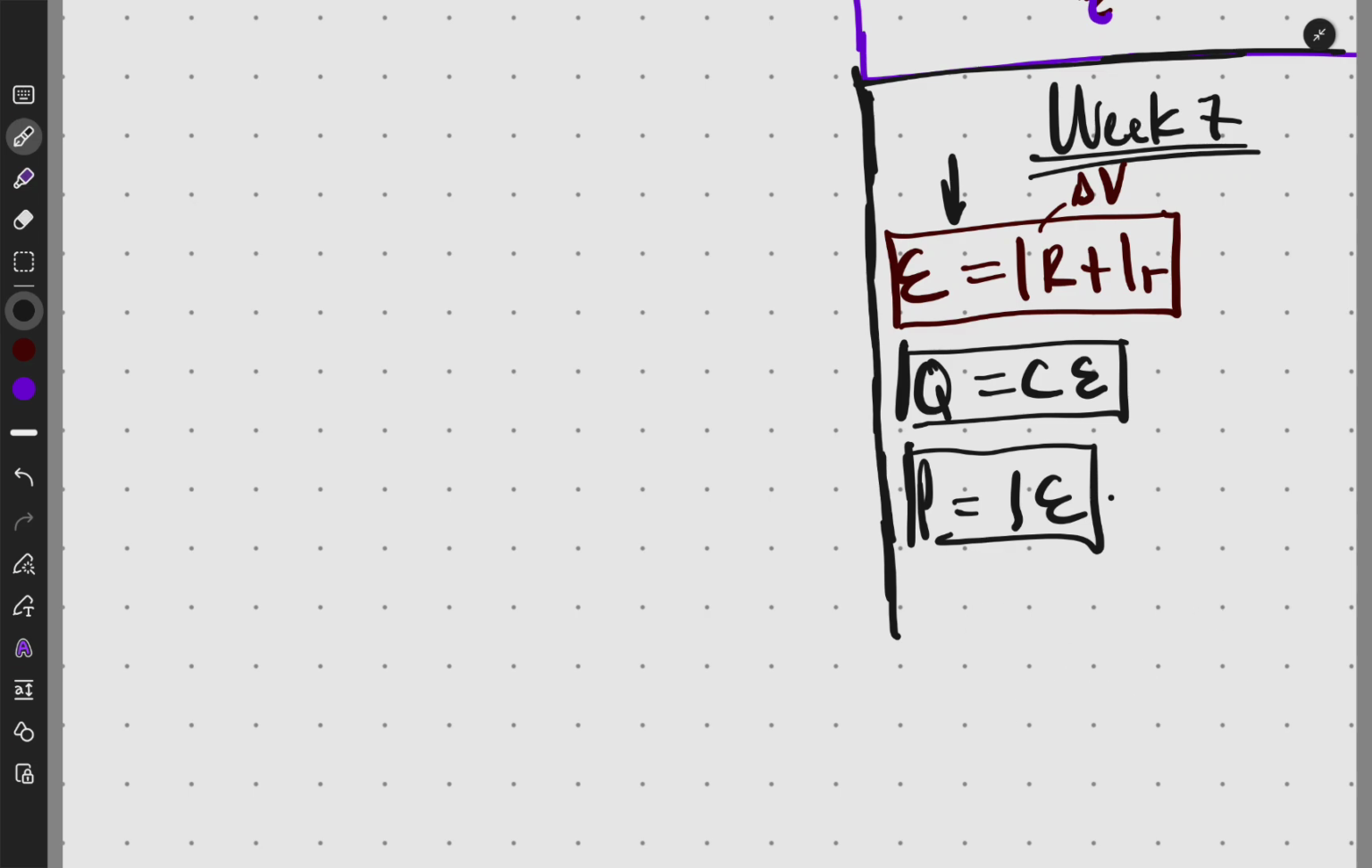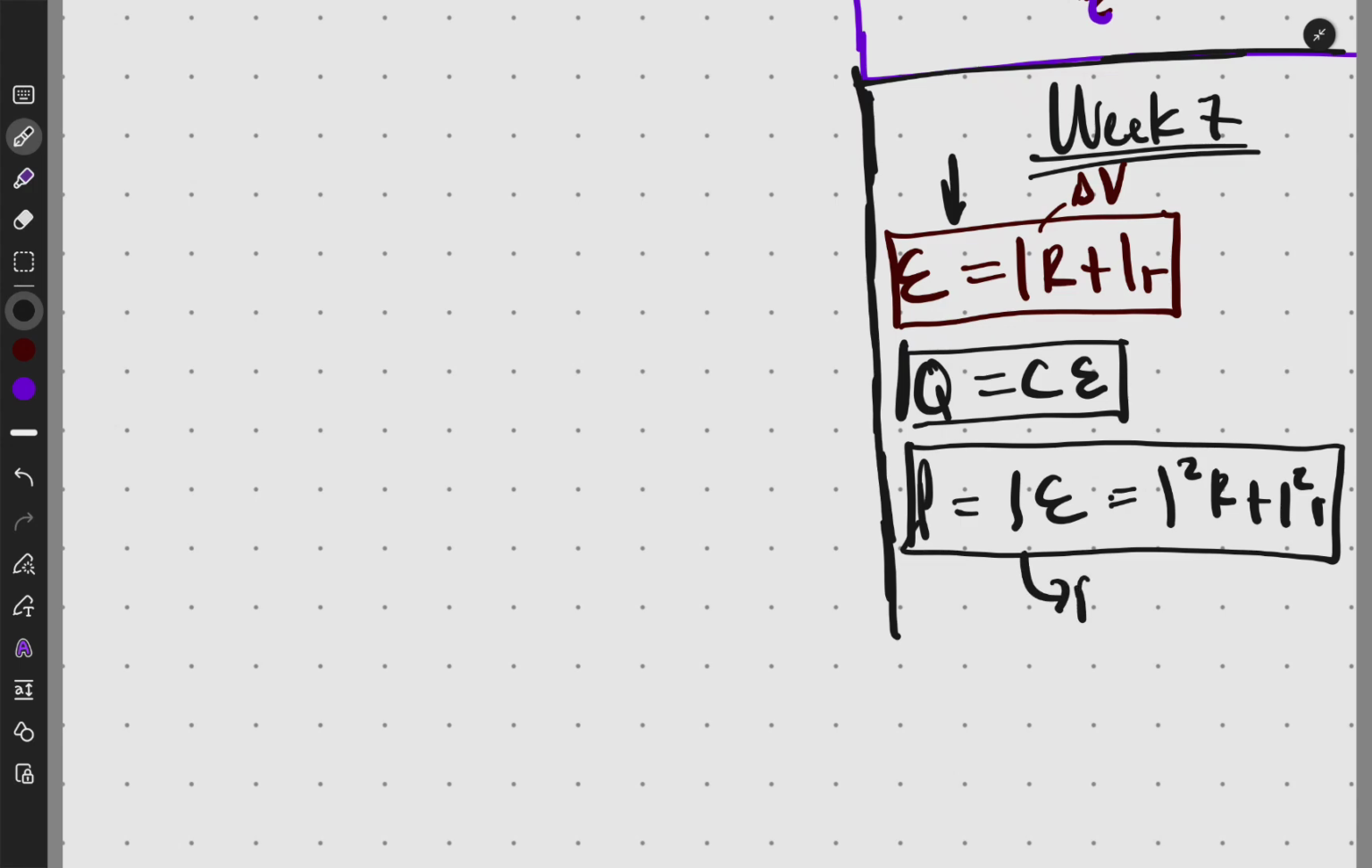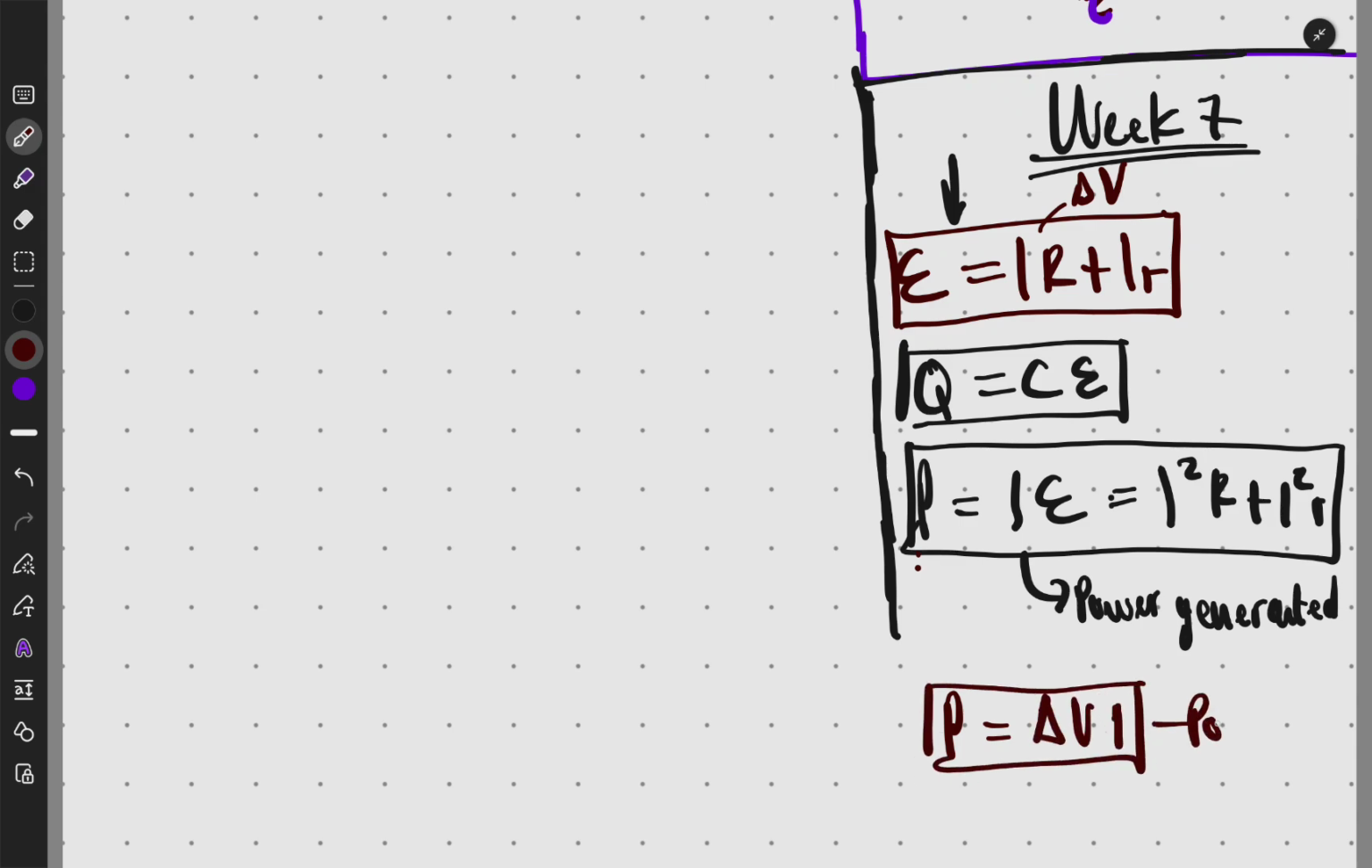For power generated, it is just going to be equal to IE, or you can say it's I squared R plus I squared small r. This is for power generated. Then when you talk about the power delivered to your device, a component, power is going to be delta V times I. This is the power delivered to our device.